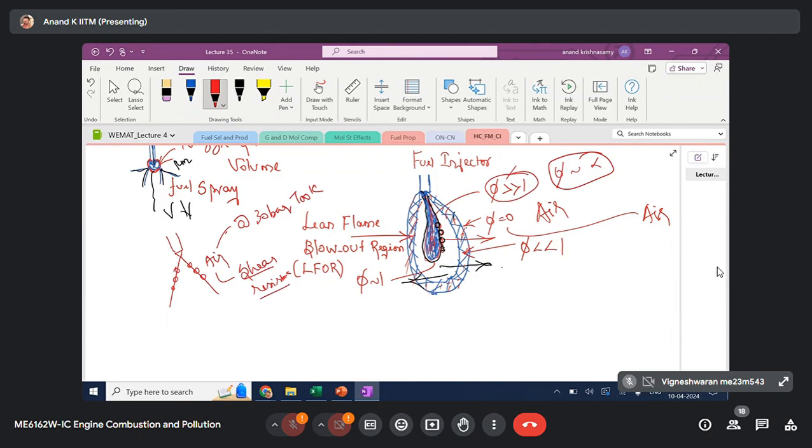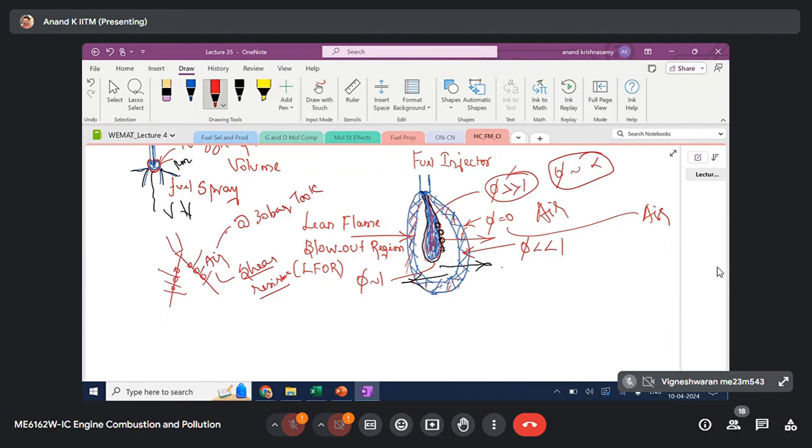Because of this shear resistance, the shear force offered by the air, the outer periphery fuel film will start to break and form drops, as you could see here. Because of this formation of drops, air will try to move inside the available space. It will go inside the fuel region and try to occupy it. That is how the air is entraining into the core region.